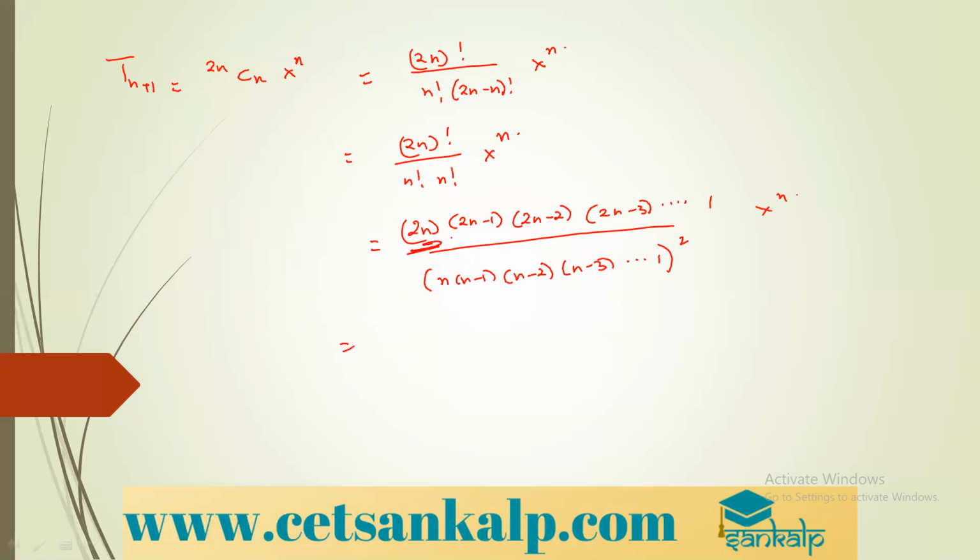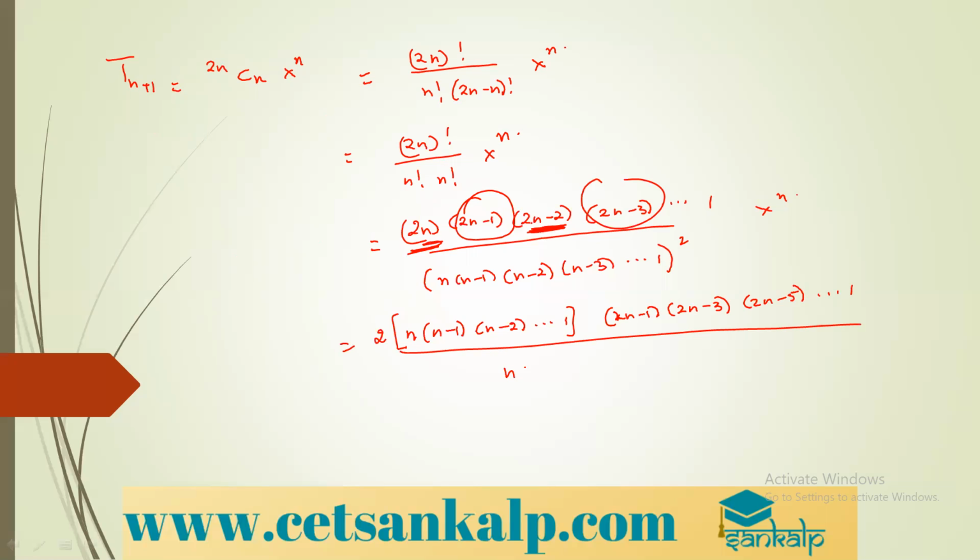Now, from a few terms in this, I can take 2 common, so that I have n minus 1, n minus 2 up to 1. The left over terms will be 2n minus 1, 2n minus 3, 2n minus 5 up to 1. Down I have n into n minus 1 into n minus 2 up to 1 whole square and then x power n. So I can cancel one of these.